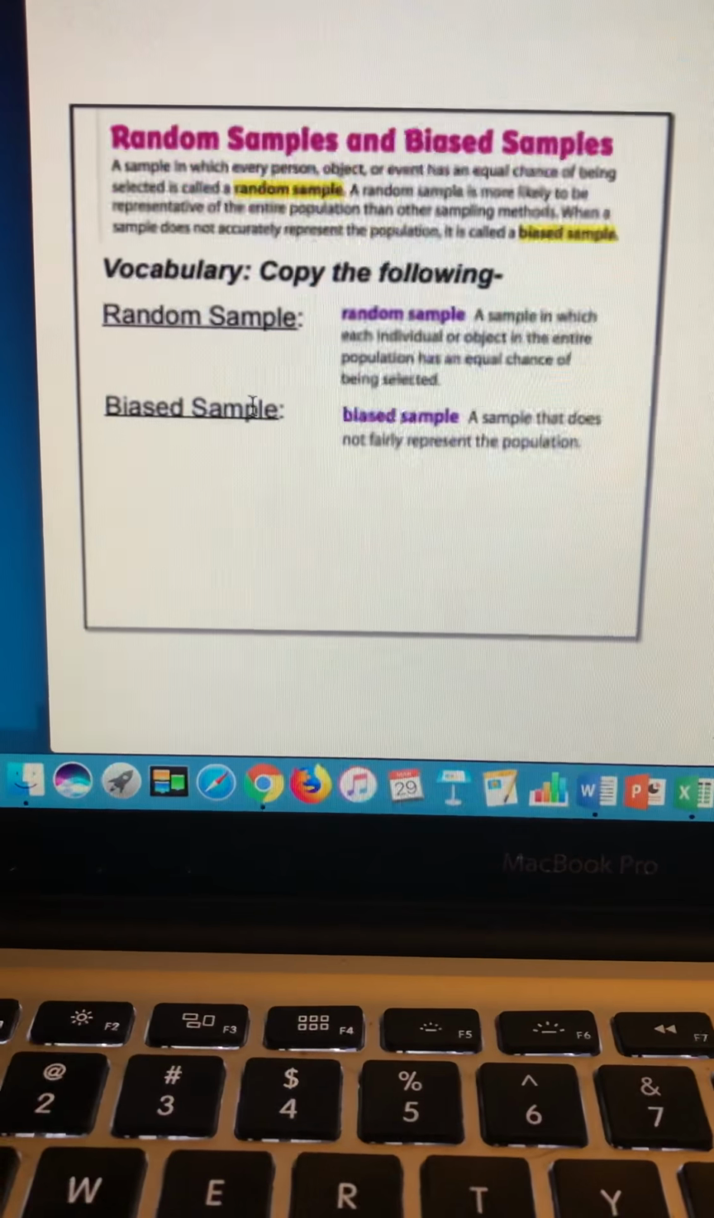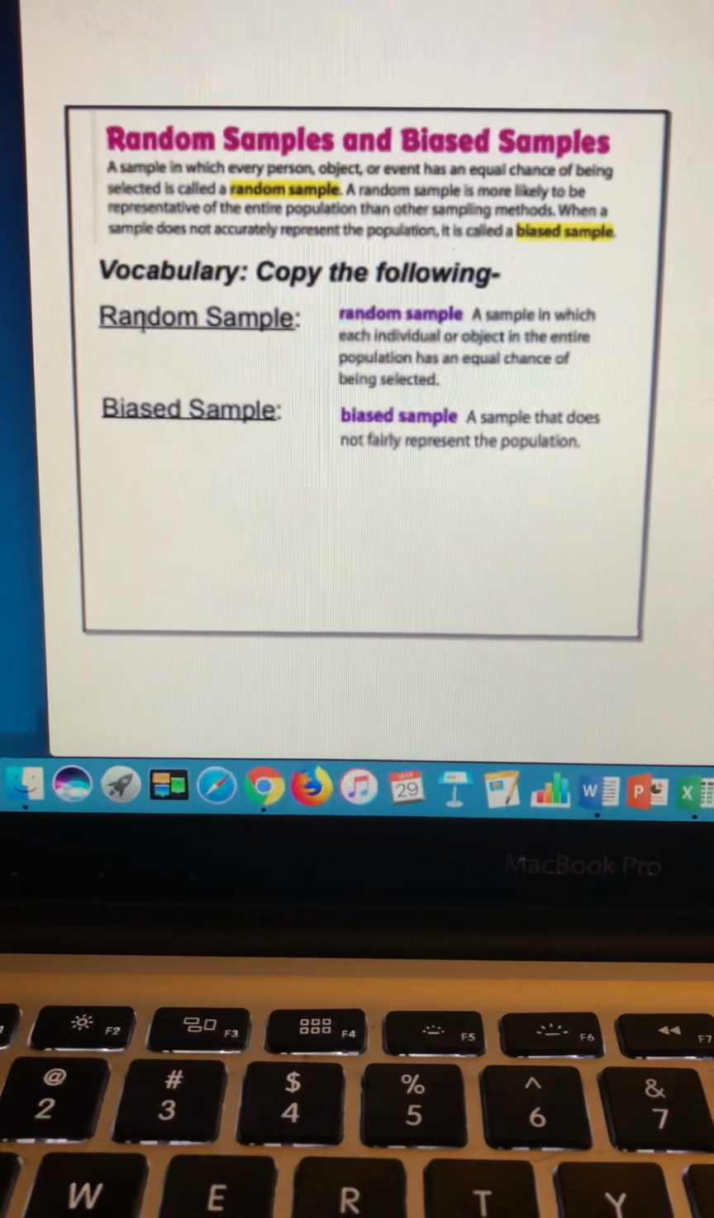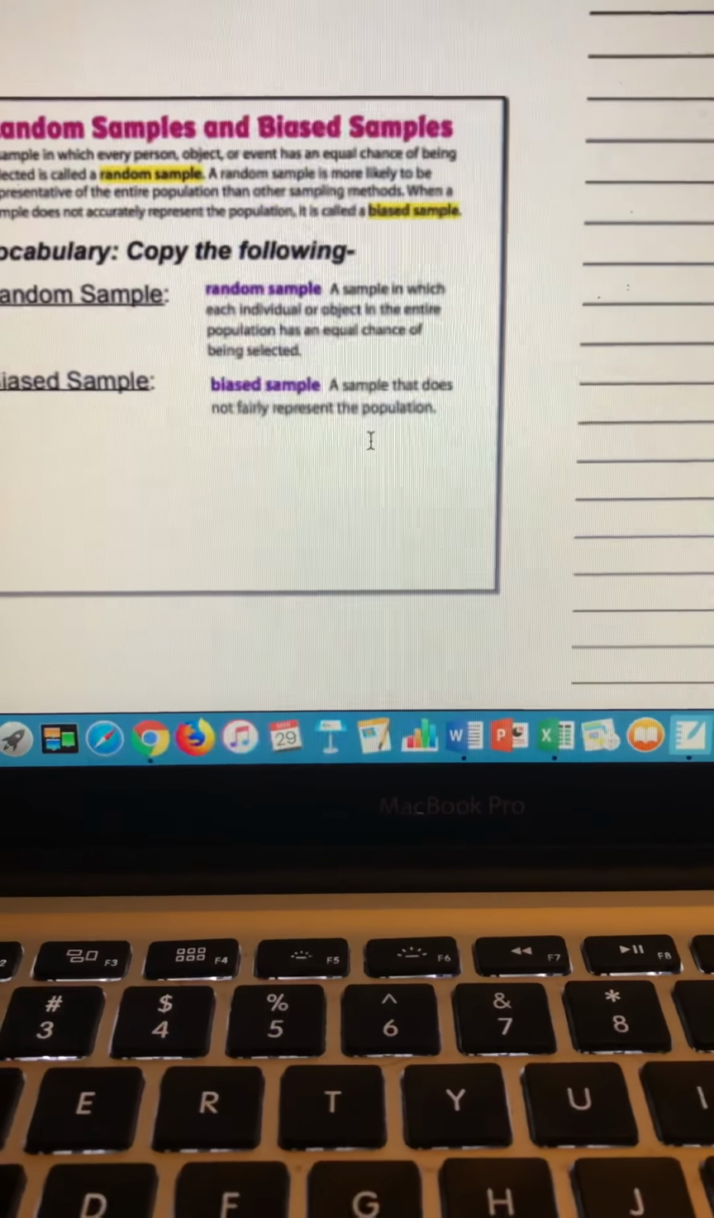If we scroll down, it then talks about what makes a sample random, and what makes a sample biased. So a random sample is a sample in which each individual or object in the entire population has an equal chance of being selected. And then bias is a sample that does not fairly represent the population. So in this lesson, you guys are going to be figuring out whether or not a sample is considered random or biased.